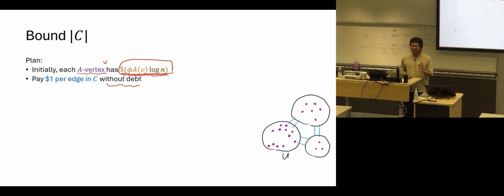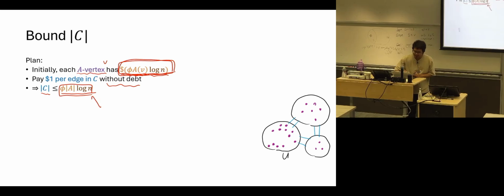If this is the case, then it means that C in total needs to be at most this much, right? Because the total initial money is just this much, and I use it to pay for C, one per edge. So the number of edges in C is at most this much. Make sense?